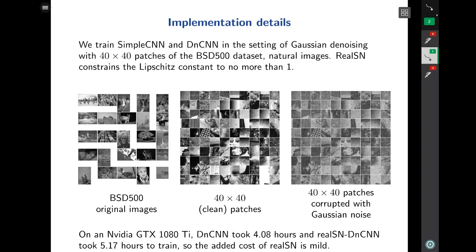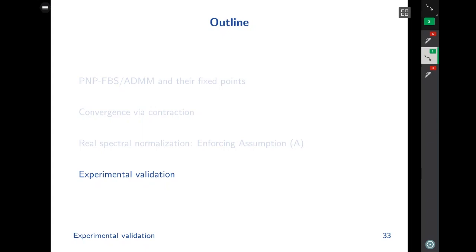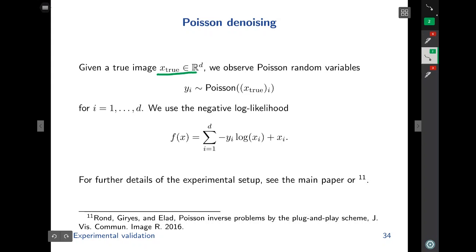Finally, we present experiments that validate our theory. In the setup of Poisson denoising, there is an unknown true image X true, and for each pixel, we observe independent Poisson random variables yi, where the mean of the Poisson random variable is equal to the intensity of the true image at that pixel. To measure data fidelity, we use the negative log likelihood function.